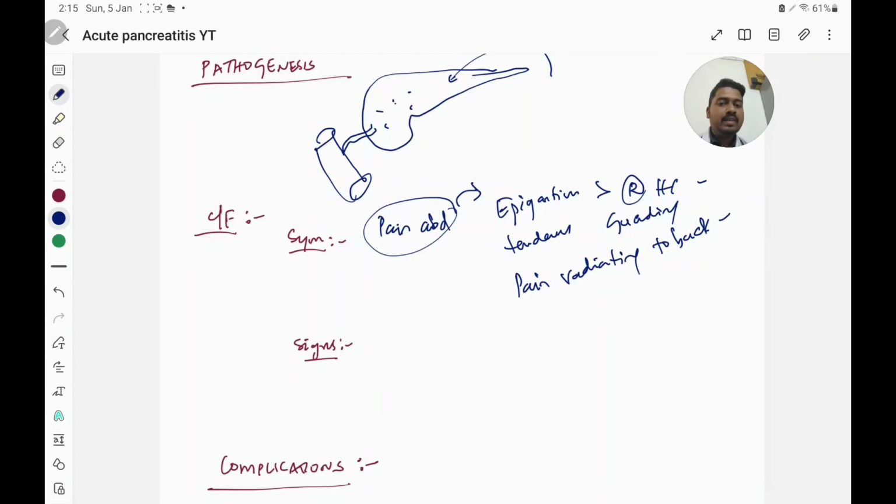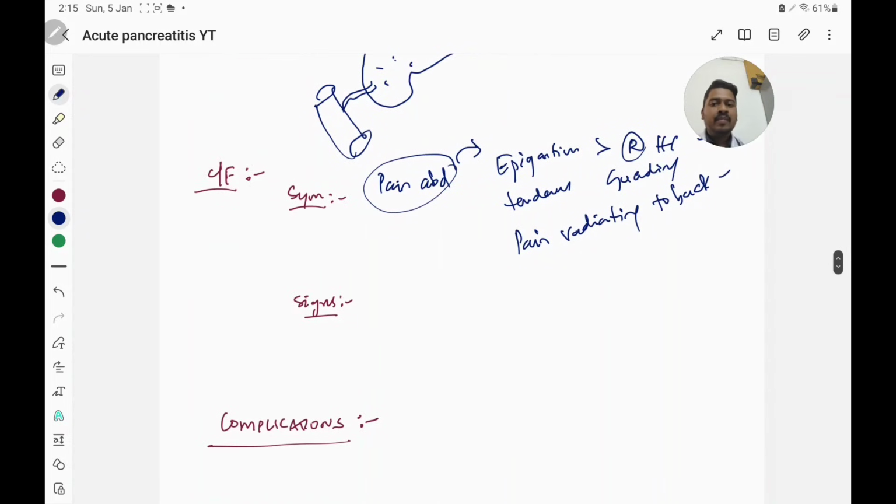Along with this, you can have other complications which we'll also discuss. On signs per abdomen, you will find all these things. You can also have the patient in shock, so you'll have to check for that. There could be dehydration features. There will be recurrent vomiting also. Pain abdomen and recurrent vomiting can be seen.